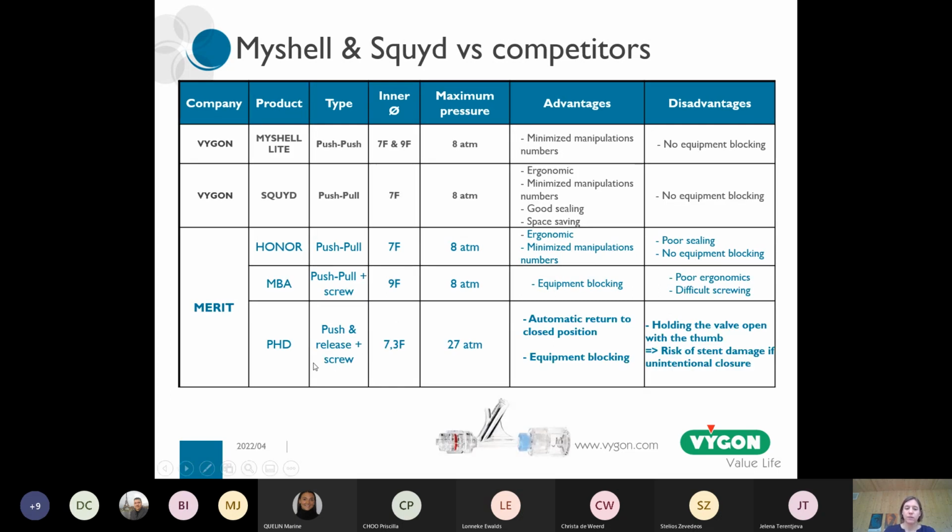To finish for Merit, we have the PhD. The PhD is a push and release. So here you have the valve. You can see that you just have to push to open and then release, and there is an automatic return to the closed position. So that is the advantage. There is an equipment blocking, but as there is an automatic return to the closed position, it can be a disadvantage because you can have an unintentional closure of the system, and it can damage the state.